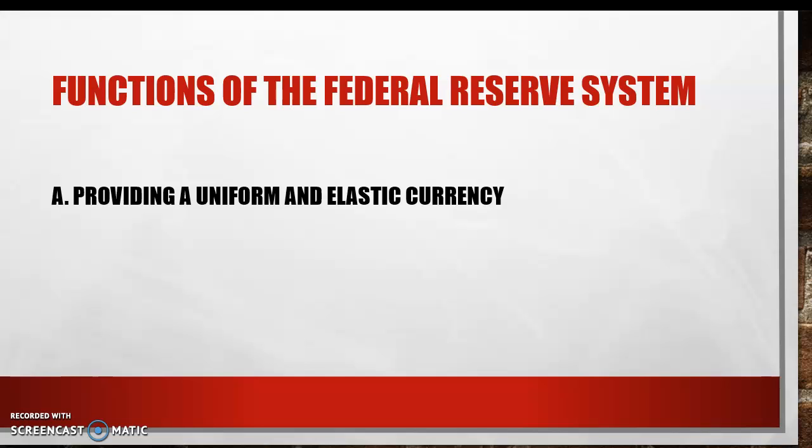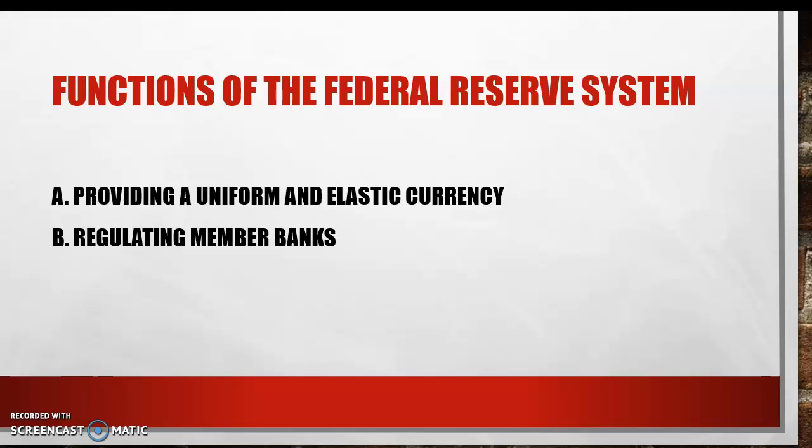Today, for example, we use the Federal Reserve note, and we've talked about that. We've showed you what a Federal Reserve note looked like, and we went into great detail studying our money. The Federal Reserve System does not create these notes. The Bureau of Engraving and Printing under the U.S. Treasury prints the notes, and the Federal Reserve places them into circulation through its 12 district banks. So one function of the Federal Reserve System is that it provides a uniform, means the same, and elastic, means it can grow, currency.